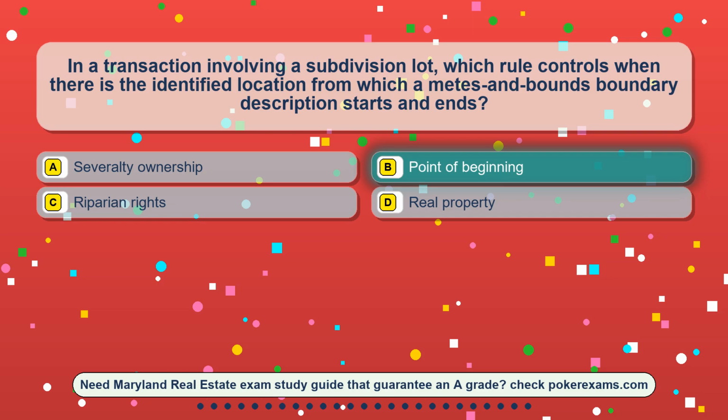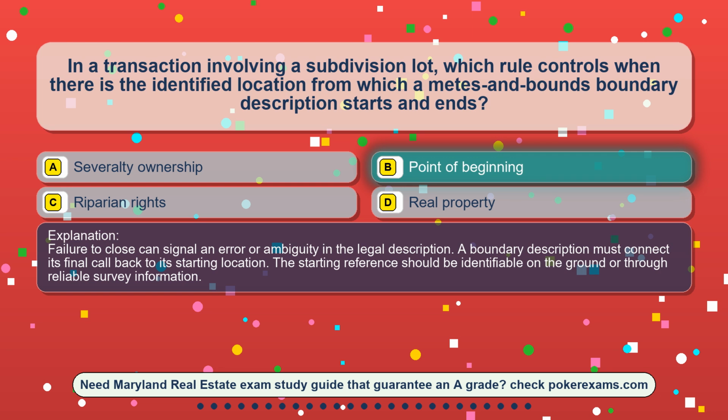The correct answer is option B, point of beginning. Failure to close can signal an error or ambiguity in the legal description. A boundary description must connect its final call back to its starting location. The starting reference should be identifiable on the ground or through reliable survey information.